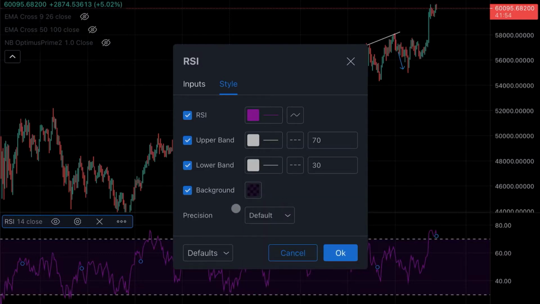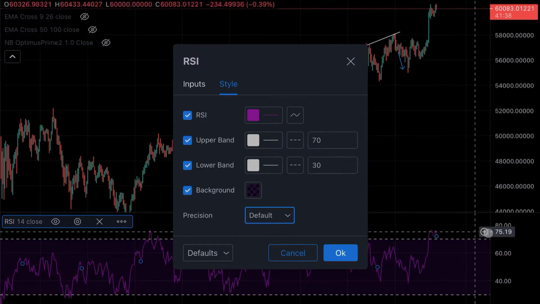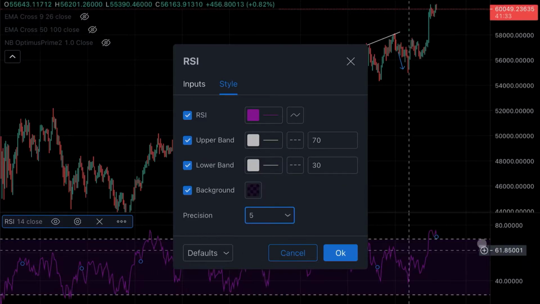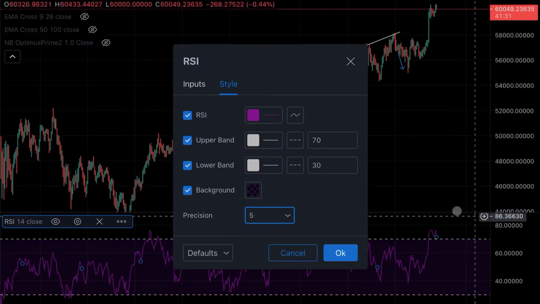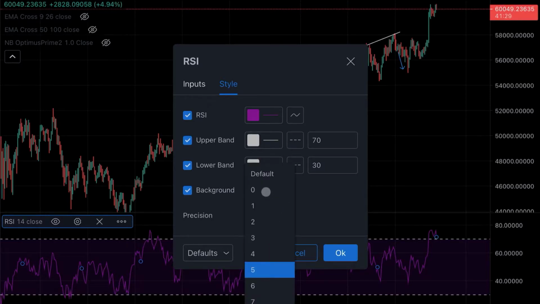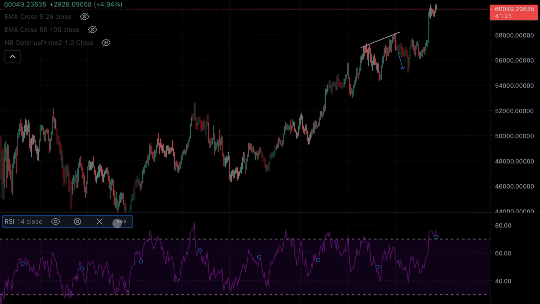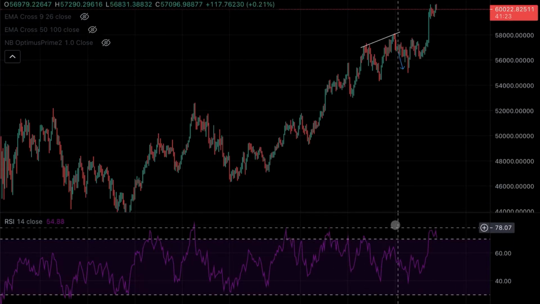You can choose that to whatever color you like. I'm just going to leave that there. For the precision, it would show you the decimals over here, so it would just expand on how many decimal places you would see. It's not really going to make that much of a difference for the purpose that we're going to be using it for today. So let's just go ahead and leave it at default. And there we go. Now we're ready to interpret our relative strength index.